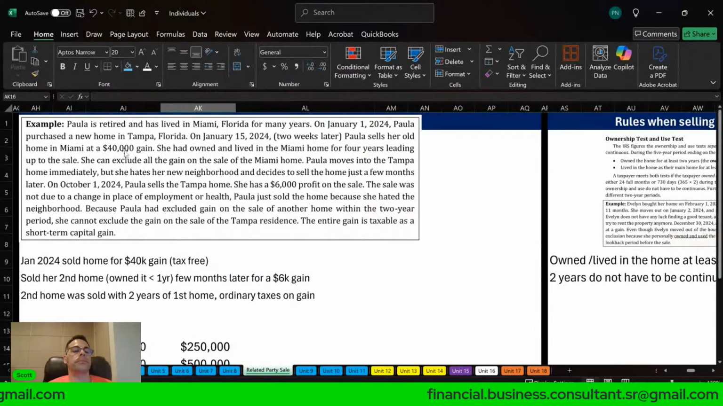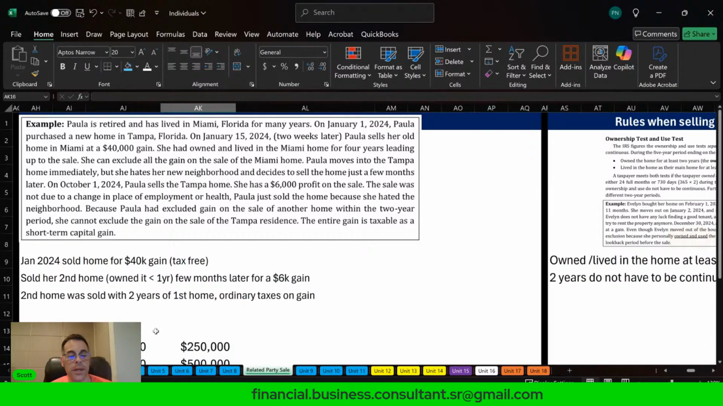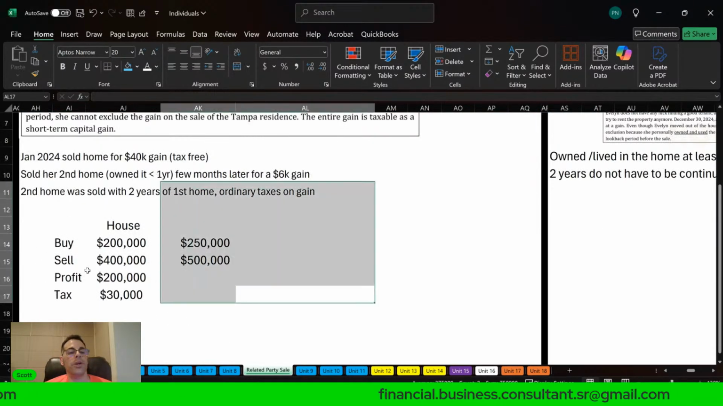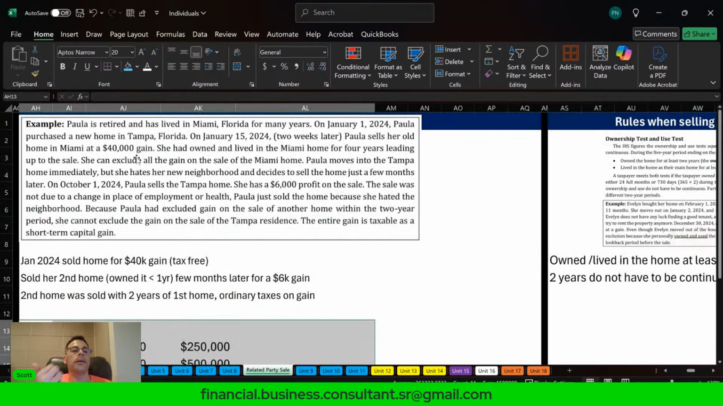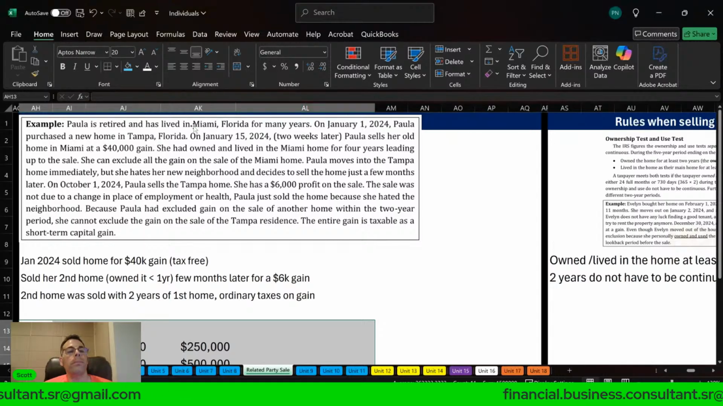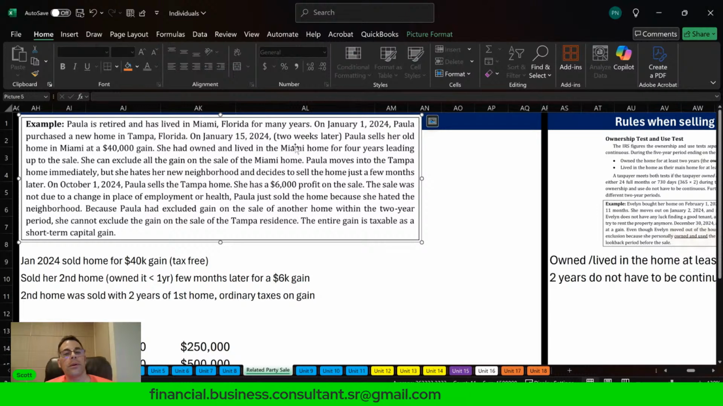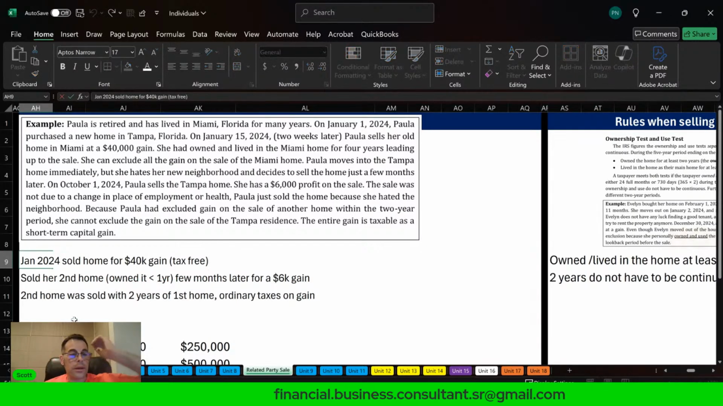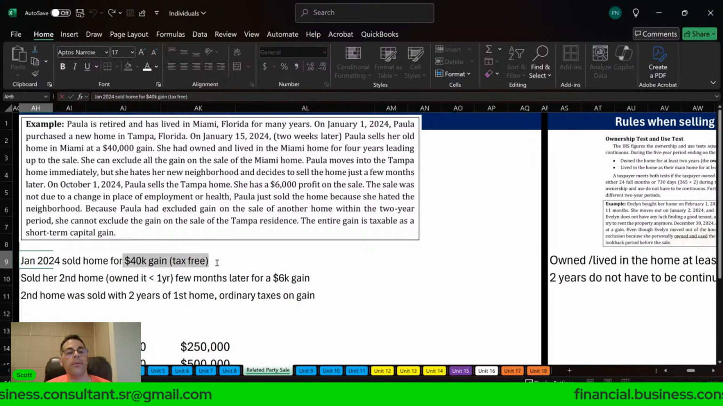So I'll go through the example. That's the basic situation, and this is the basic information you need to know to do this. Okay. So Paula retired and has lived in Miami for many years. In January, she purchased a new home. And then 2 weeks later, she sold her old home for a $40,000 gain. So in January 2024, she sold her house at a $40,000 profit.